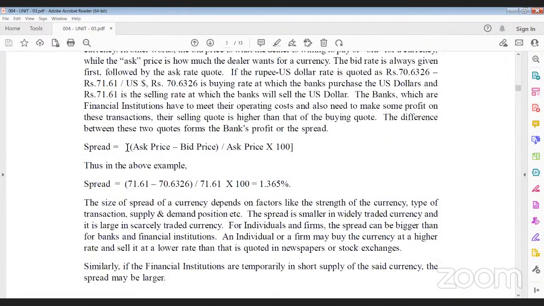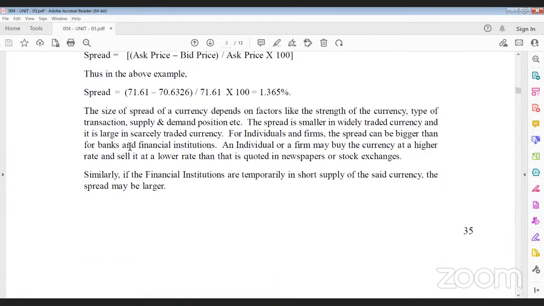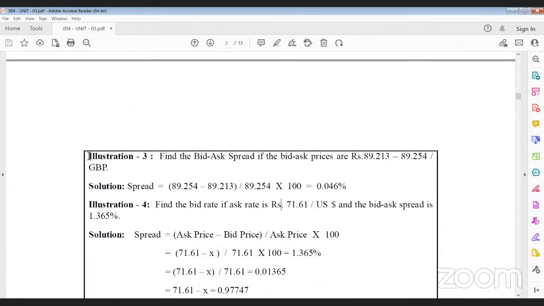The spread is nothing but the bank's profit, which is equal to ask price minus bid price, divided by ask price, into 100. So here we apply this formula: rupees 89.254 minus 89.213, divided by again the ask price, that is 89.254, into 100, which comes to 0.046 percent, which is the spread or the bank's profit.